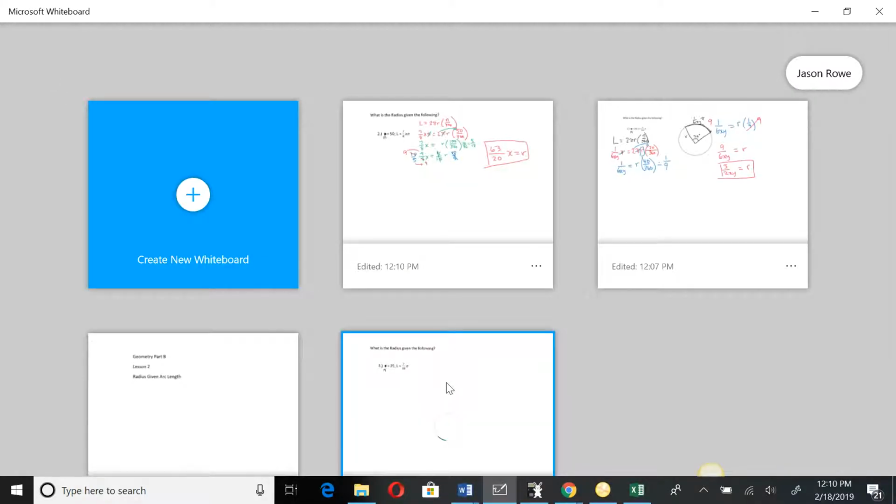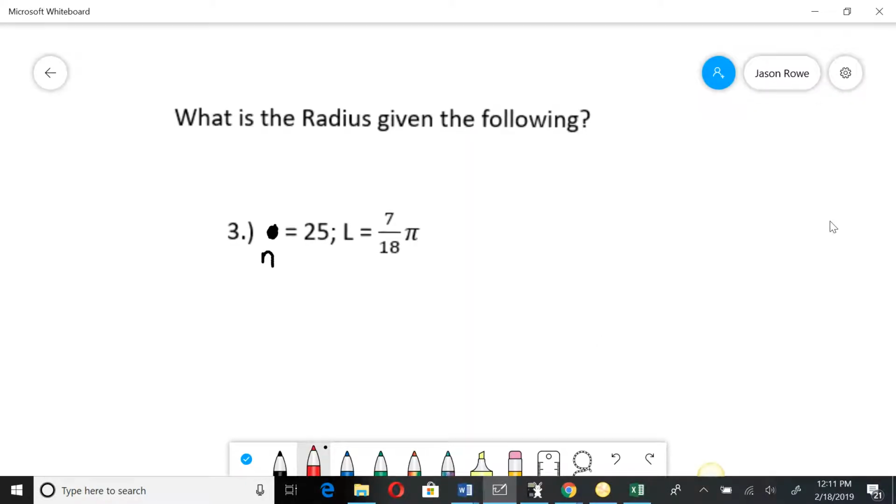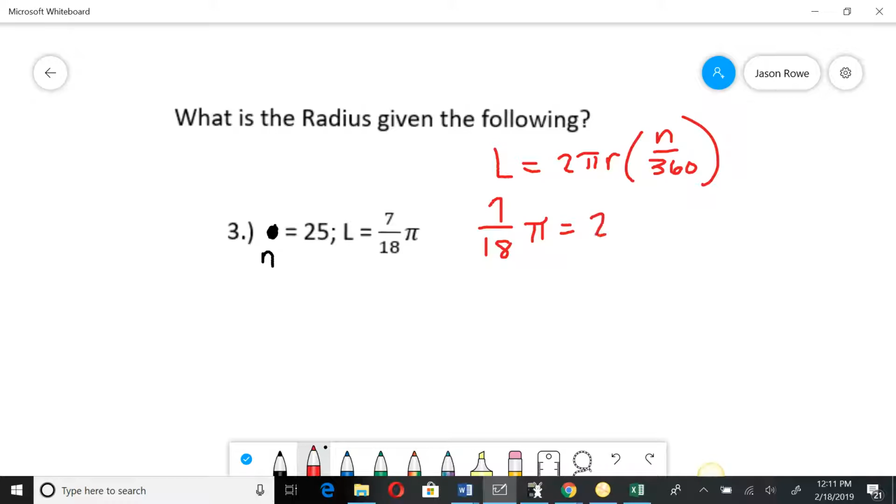All right, one final example. So let's see what we can do here. Again, we're going to start with the formula. L equals 2 pi r times the central angle divided by 360. So n divided by 360. The arc length is 7/18 pi. So we got 2 pi r. N is the central angle. In this case, it's 25.